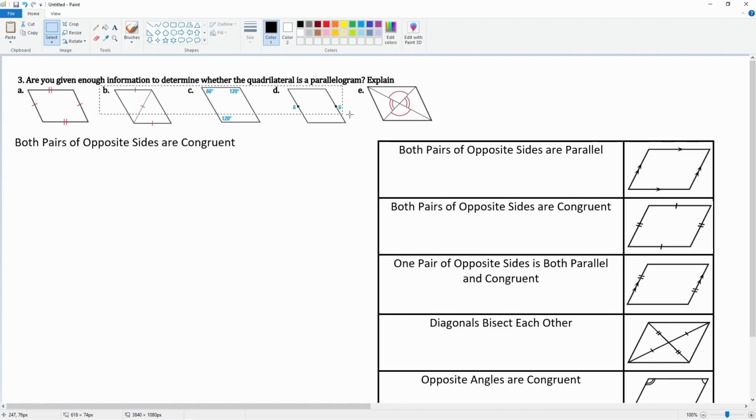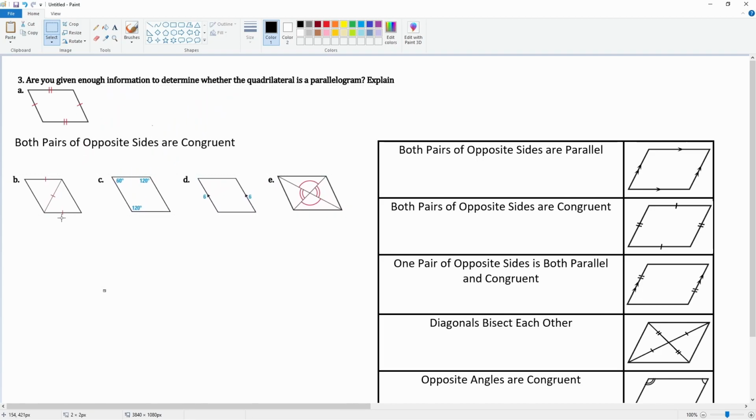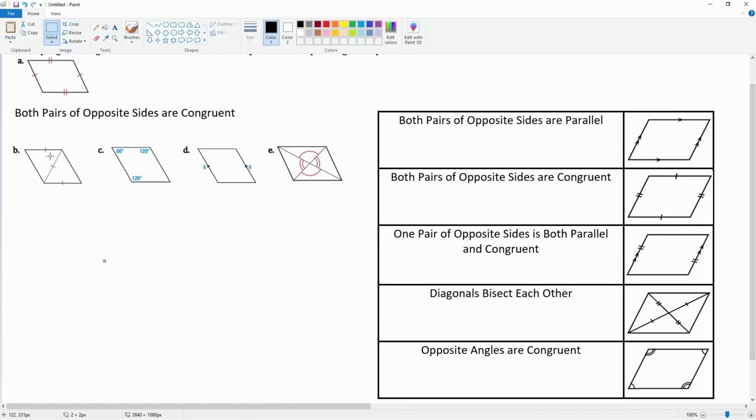All right, so now let's do B. That looks like one diagonal and one of the other diagonals. So can we do that? Nope. Diagonal and the inside. Nope. So this one is a no. We can't get anything.